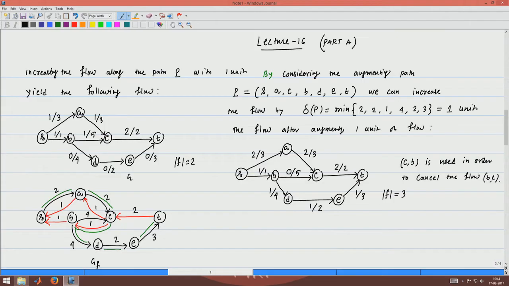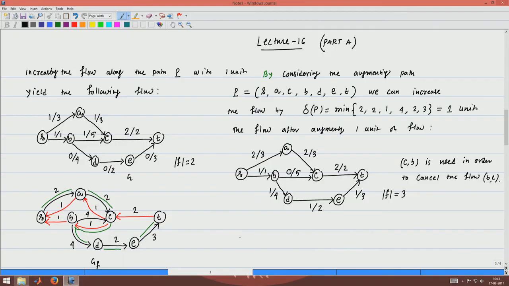Let me just complete this example. To check whether this flow value 3 is the maximum flow or not, again I have to compute the residual network with respect to this new flow which has value 3, and I will look for an augmenting path. If I do not find an augmenting path, I will stop. Okay. So, let me just draw the residual network with respect to this new flow.